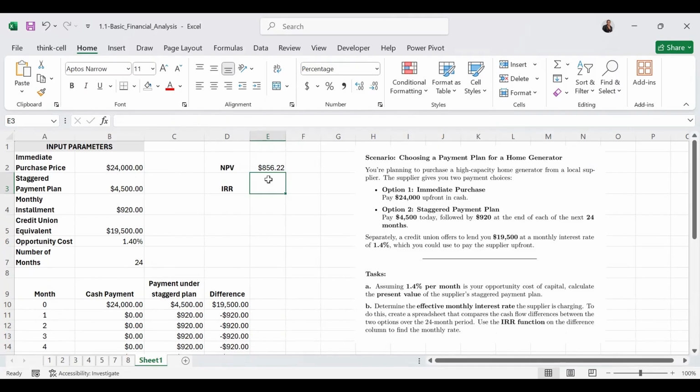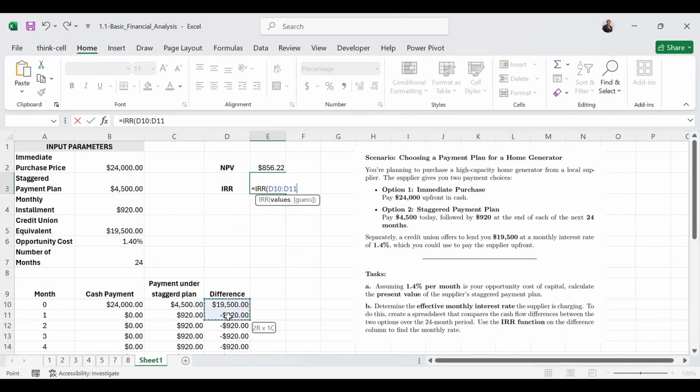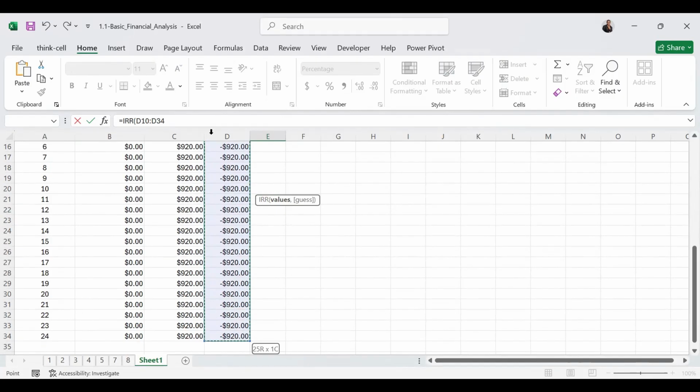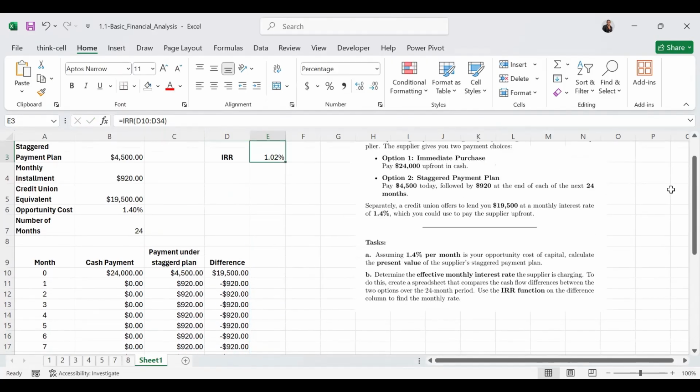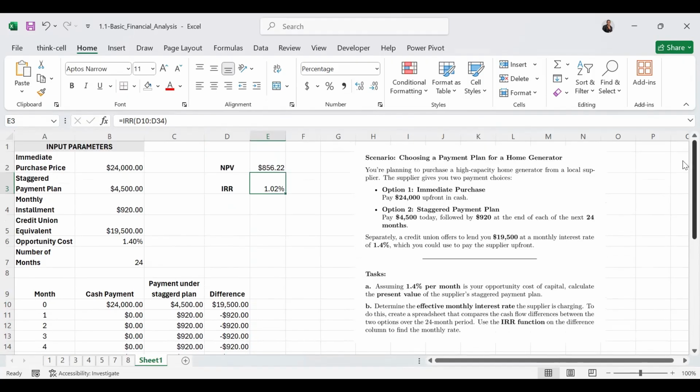For our IRR, we are still going to use the IRR function. This time around, we are going to take the range from this 19,500 down to the last. Then we close this, and this gives us 1.02. So we have been able to solve this task.